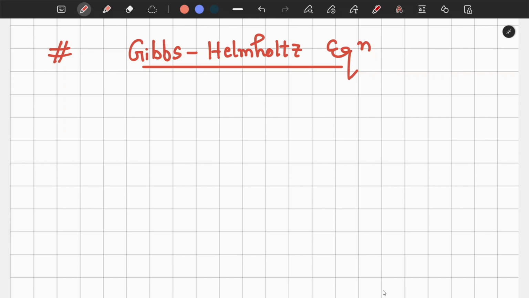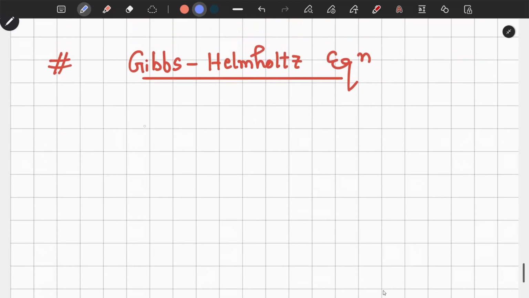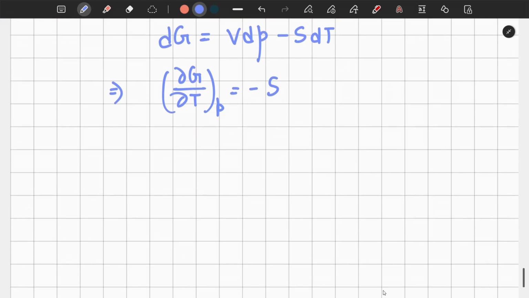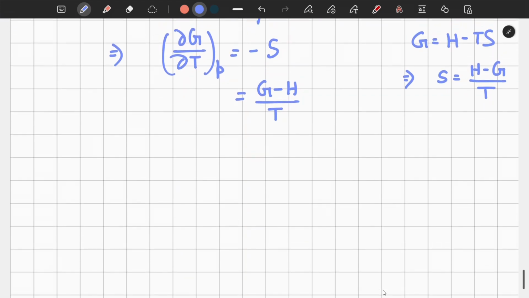Gibbs-Helmholtz equation. So you know dG equals V dP minus S dT. So clearly (del G/del T) at constant P equals minus S. Again, you also know these things. So minus S will be (G minus H)/T. So this is one of the Gibbs-Helmholtz equations.